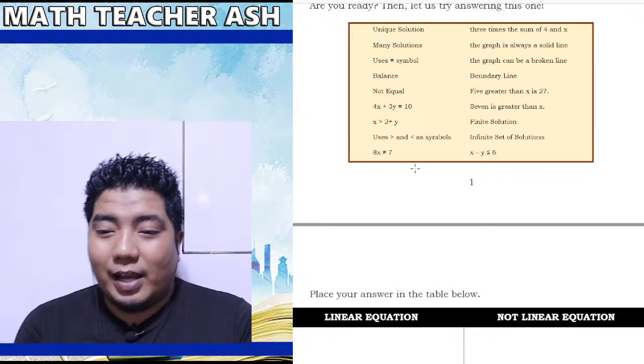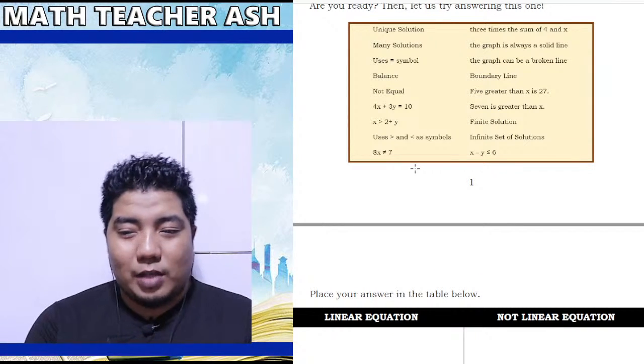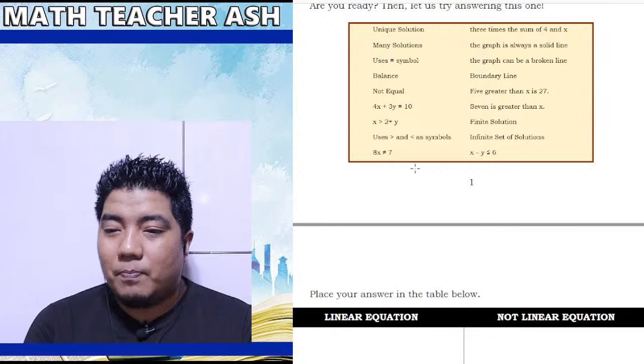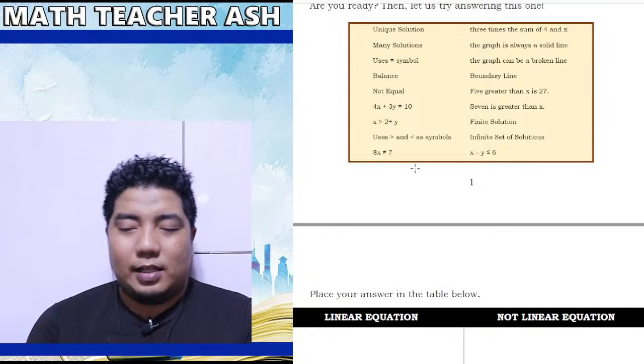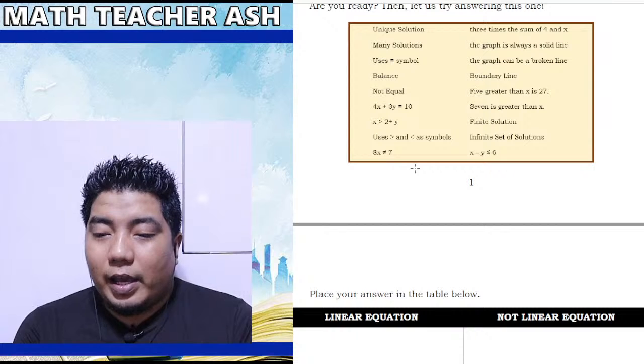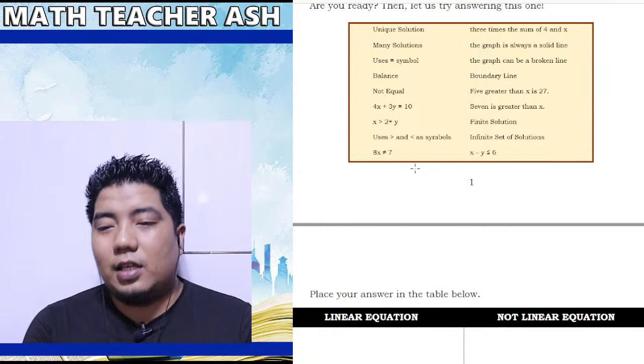We have here x is greater than 2 plus y. Merong symbol na greater than. So that is not a linear equation. Uses greater than and less than as symbols. That is not a linear equation. 8x is not equal to 7. Of course, not a linear equation.